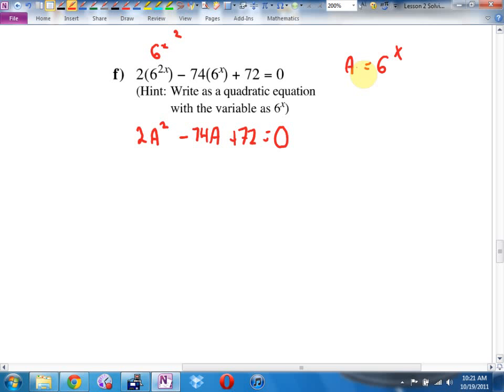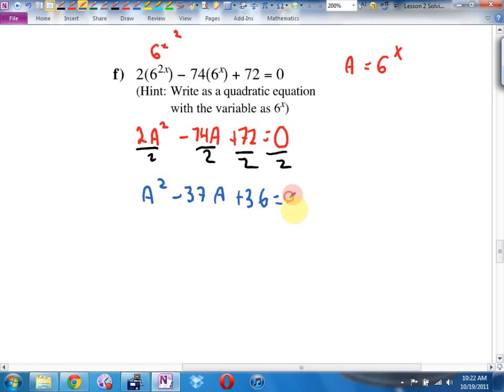You okay with that so far? What kind of an equation is this? Quadratic. How do I know? It's got a squared. Have I written it as a quadratic equation, replacing the 6 to the x with a variable? Yes. I think the first thing that I would do is I would go divide by 2, divide by 2, divide by 2, divide by 2. And it gives me a squared minus 37a plus 36 equals 0. A much nicer quadratic. Because now, Dominique, there's no coefficient in the front.